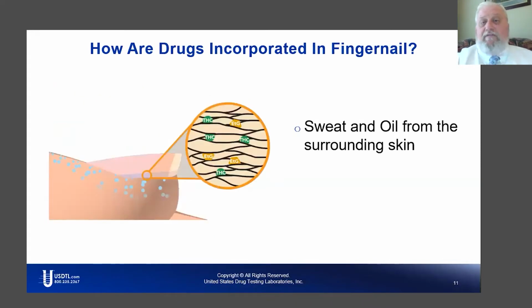Now, the sweat and the oil surrounding the skin, a little less impactful with nail than we see with hair, but it's there nonetheless, especially when you start talking about toenail testing. Because if you got your feet in socks and shoes, then that nail is exposed to sweat for long periods of time. Whereas the hands, that's not really the deal, but it's a factor that we have to keep in mind.